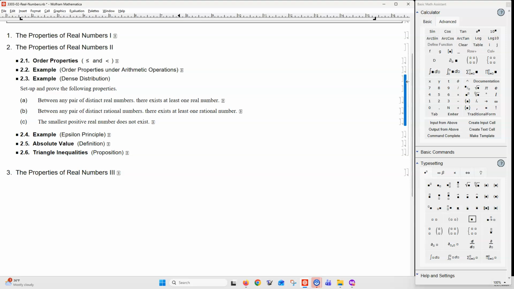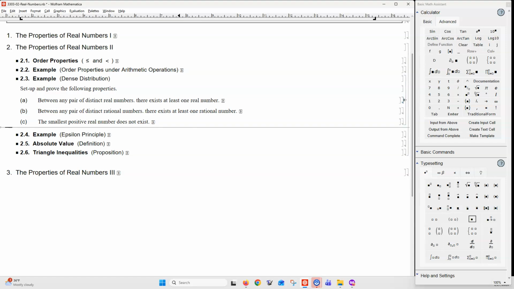Do we have something similar for rational numbers? Yes. Do you have something similar for integers? No. See the difference? How about part B? Between any pair of distinct rational numbers, there exists at least one rational number. Consequently, there are infinitely many. Part C, the smallest positive real number doesn't exist. Well, any positive real number and 0, we have a pair of real numbers, so there's got to be something in between, right? Okay, that's where I'm going to stop, and I want you to work through these.